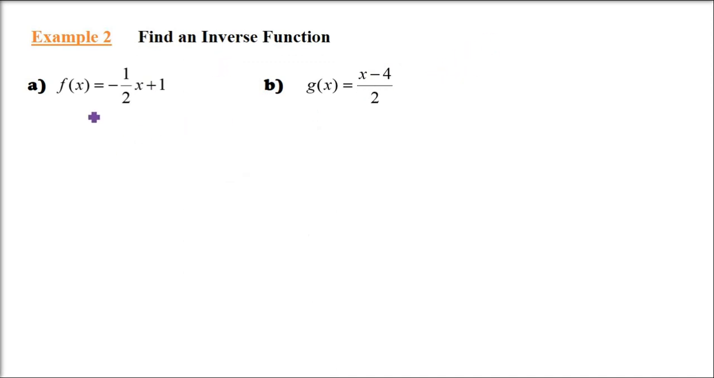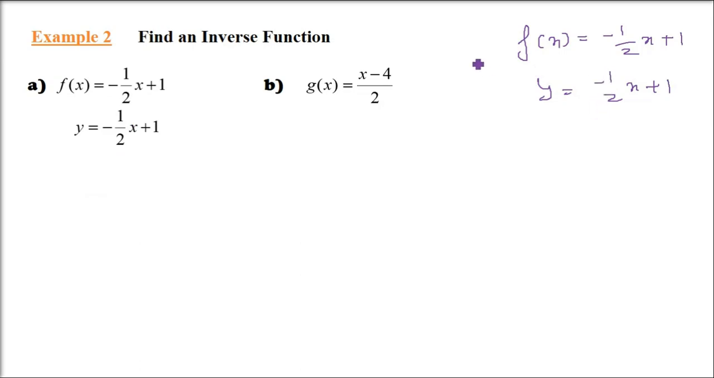How to find an inverse function? So this function f(x) is equal to negative half x plus 1. What is the first step? We replace f(x) with y. So I am writing y for f(x). y equals minus half x plus 1.